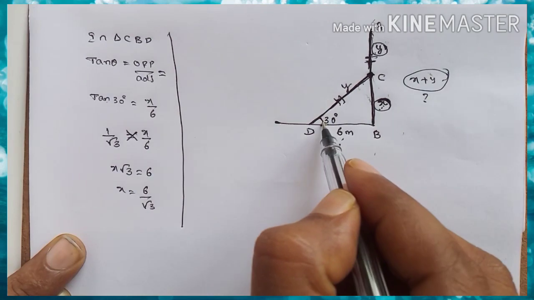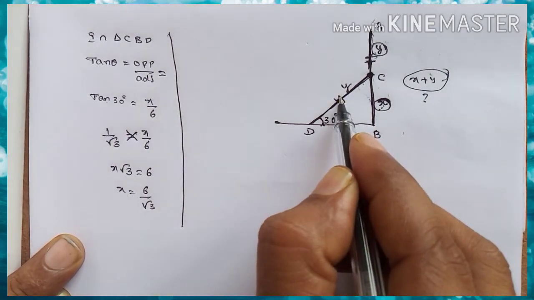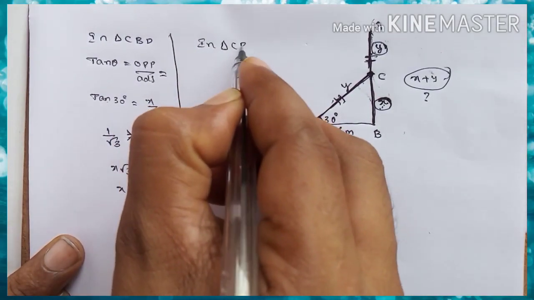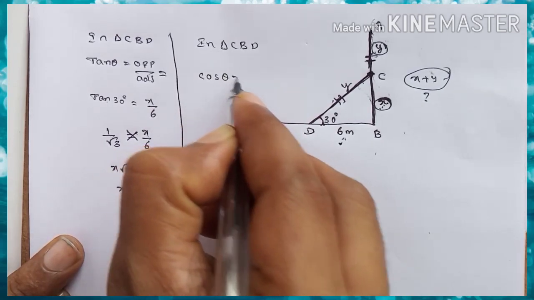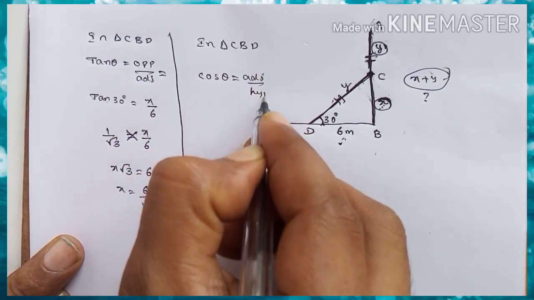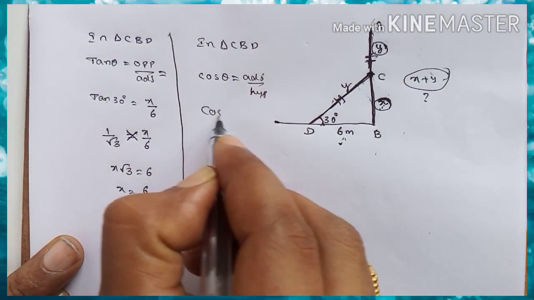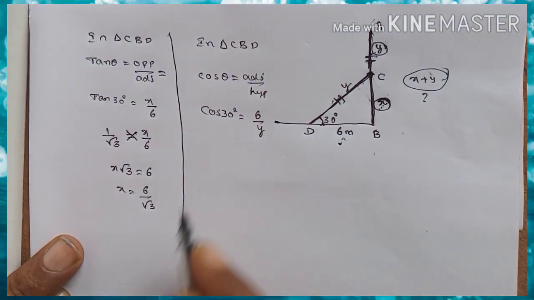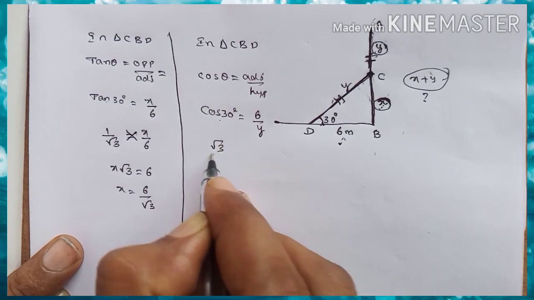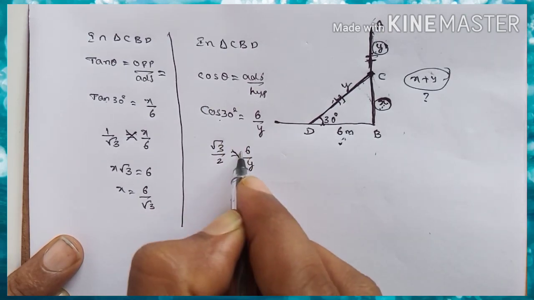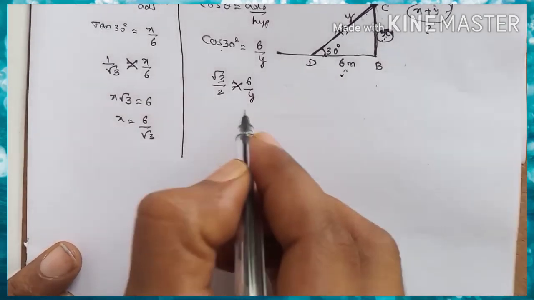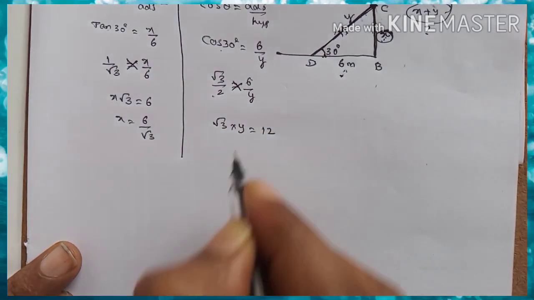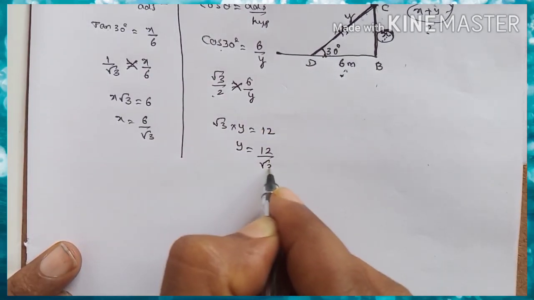Now for this angle, the known sides are adjacent and hypotenuse. Adjacent and hypotenuse give cos theta in the same triangle. In triangle CBD, we apply cos theta is equal to adjacent side by hypotenuse. Cos 30 degrees is equal to adjacent 6 and hypotenuse Y. Cos 30 value is root 3 by 2, equal to 6 by Y. Apply cross multiplication. Root 3 into Y is equal to 2 into 6, which is 12. Then Y is equal to 12 by root 3.